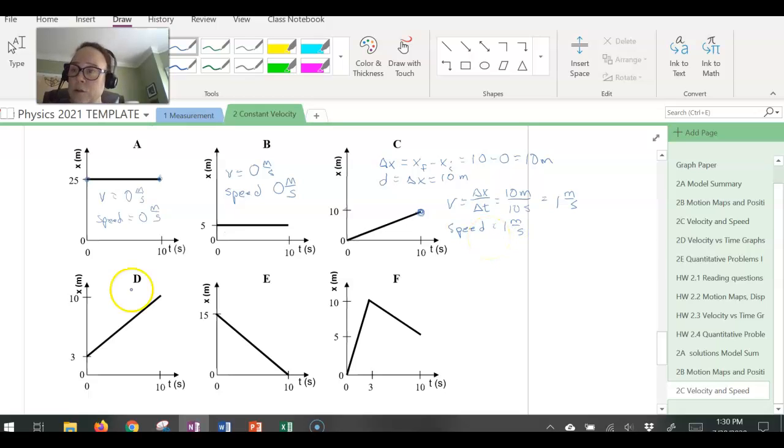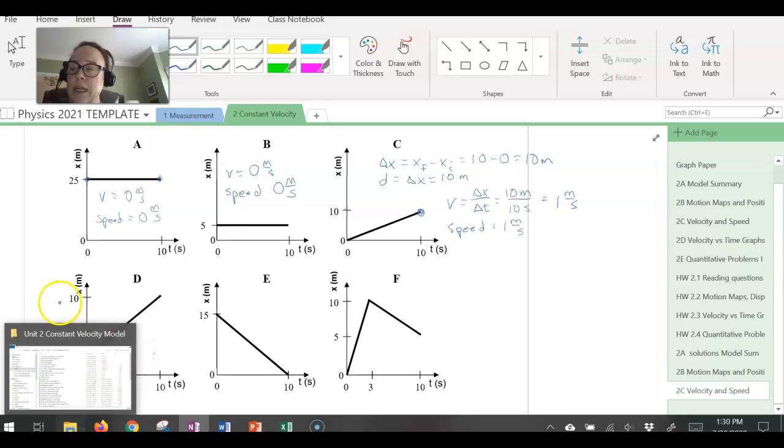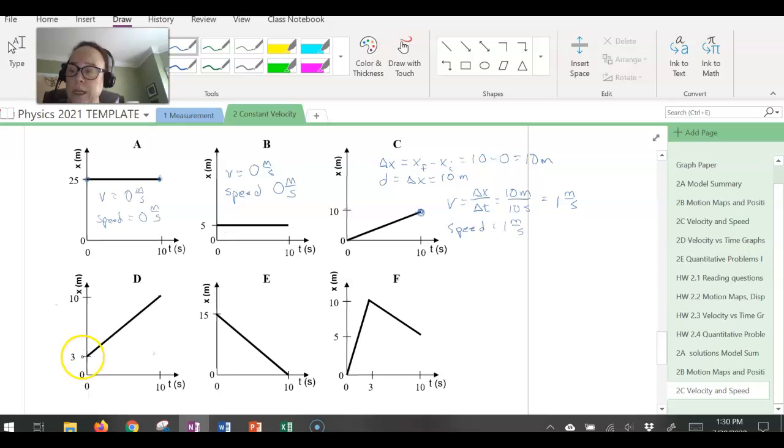Okay, let's go down to scenario D. Again, we have something moving at a constant speed in a positive direction. But here, it started at an initial position of 3 and moved to a final position of 10. So the displacement is 10 minus 3, which is 7 meters. The distance was also 7 meters because, again, this object is moving always in the same direction, which is the positive direction. So there were no changes in direction, and so distance and displacement were the same. So the velocity is 7 meters, and the elapsed time was 10 seconds, so it's 0.7 meters per second, and the speed is the same thing, 0.7 meters per second.